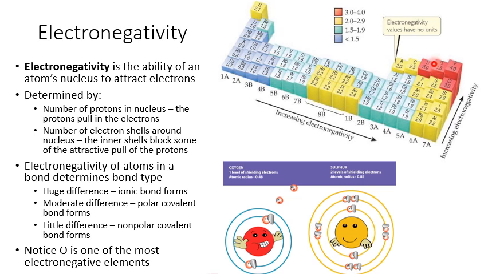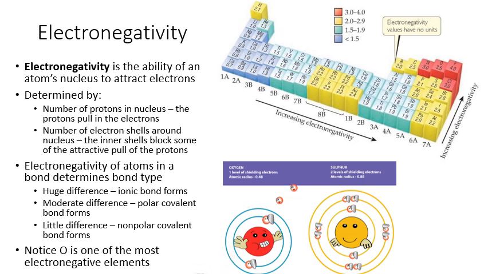For oxygen, it has a lot of protons, but it only has that 1 electron shell in between the outermost electrons and the center, or the protons in the nucleus. That's what makes oxygen so electronegative. The fact it has a lot of protons compared to not a lot of electrons blocking the pull.